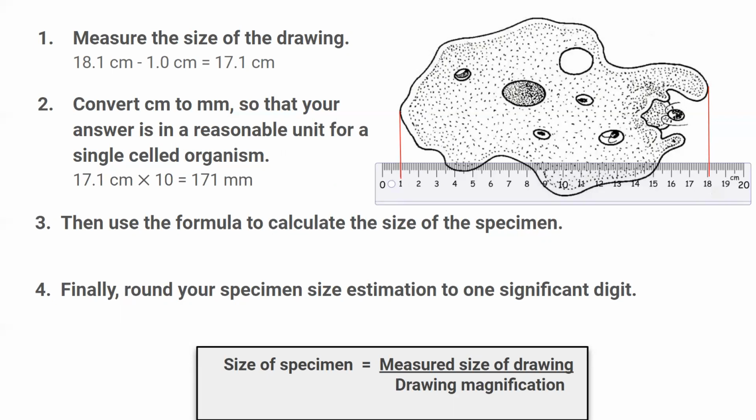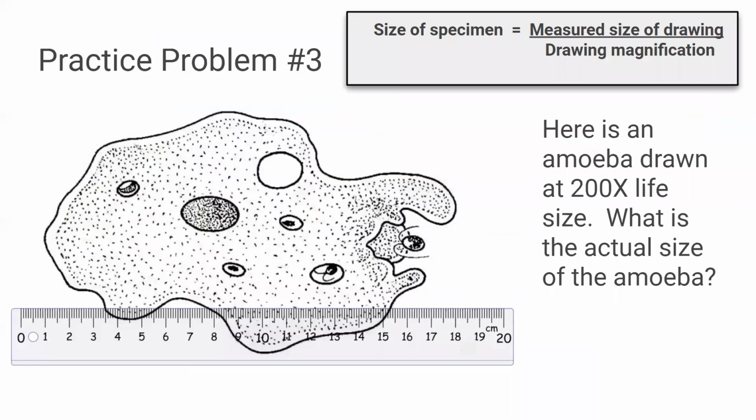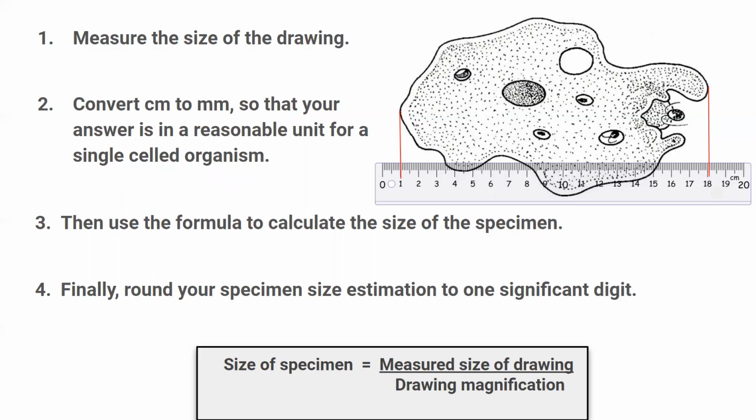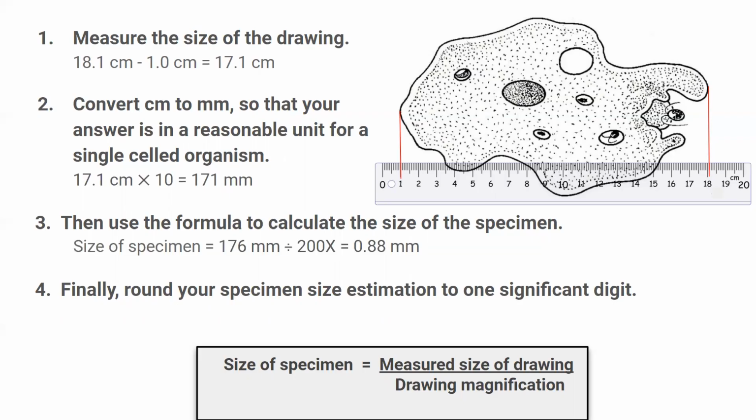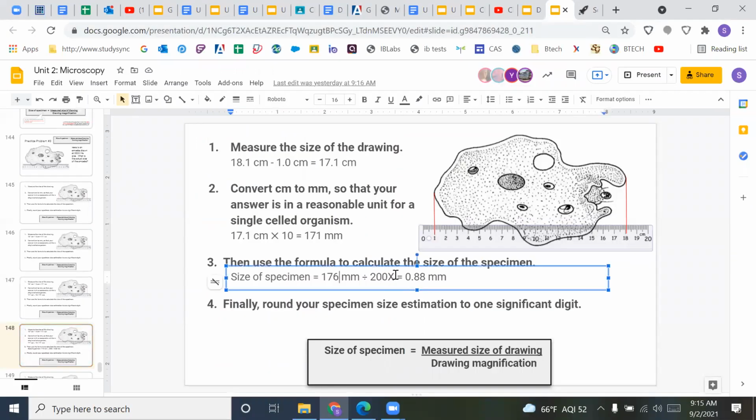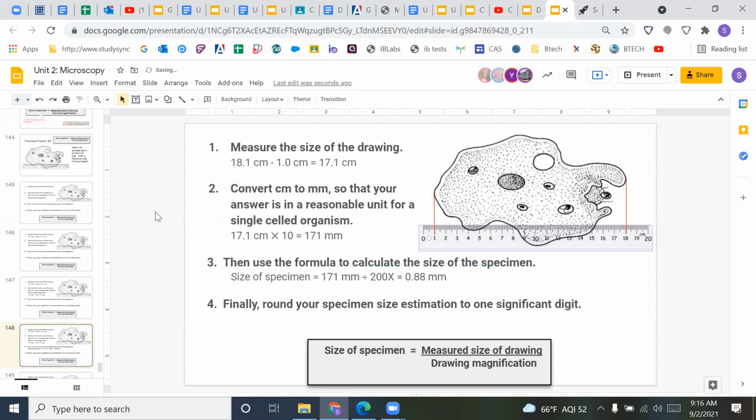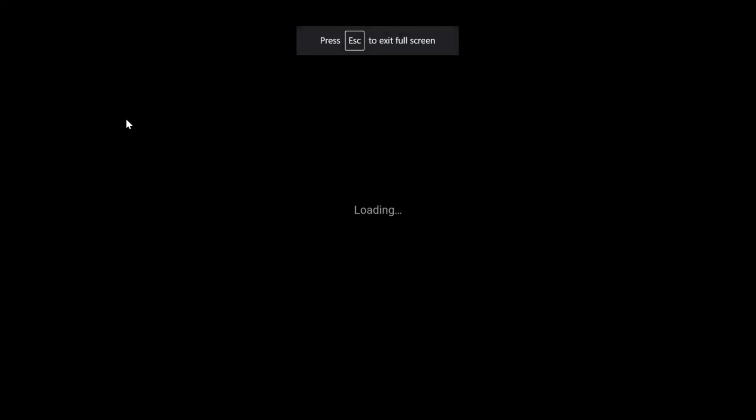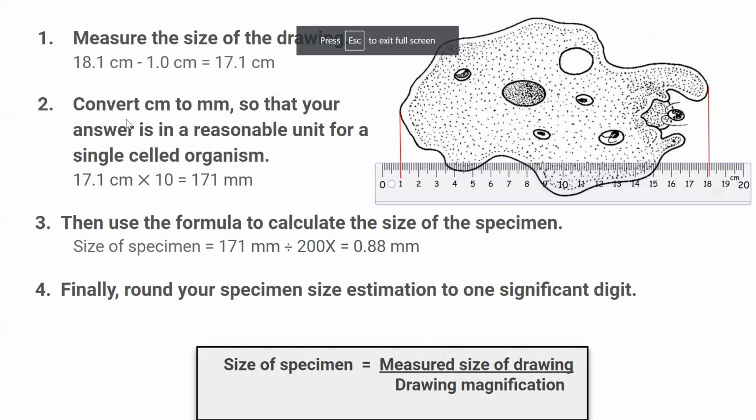Then we use the formula. 170 over 200 because it told us that our drawing is 200 times life size. Okay, so 170. Why did I do 176? That's wrong. Let me fix that. 171, if we're doing that, divided by 200x gives you 0.85 millimeters.